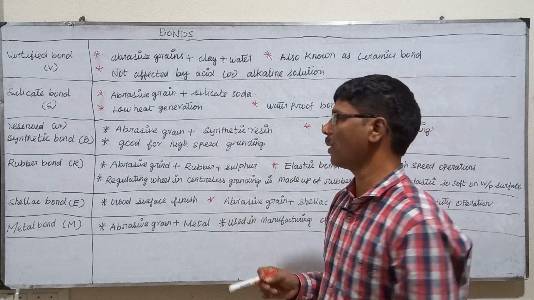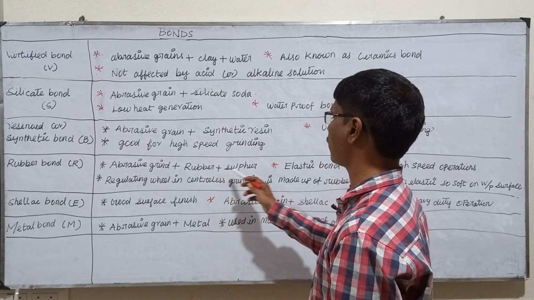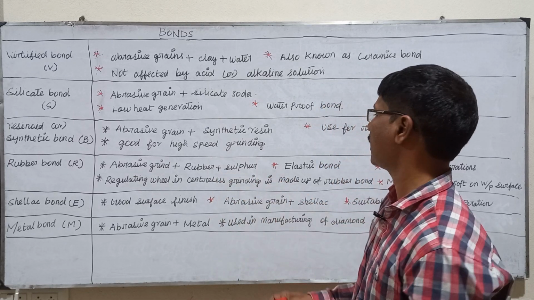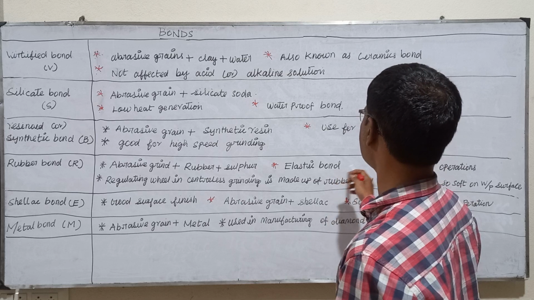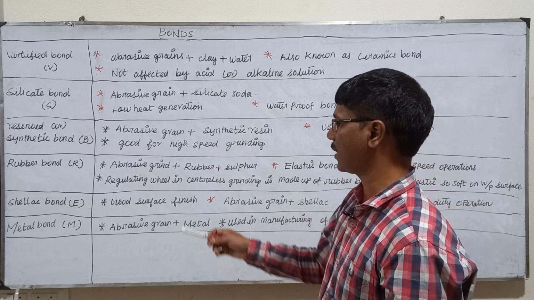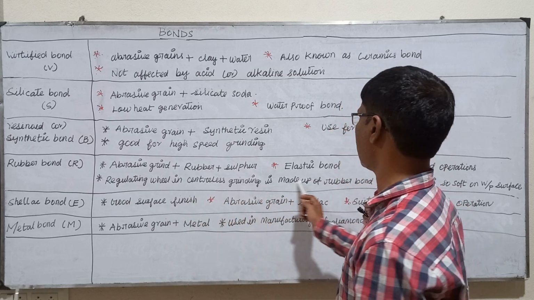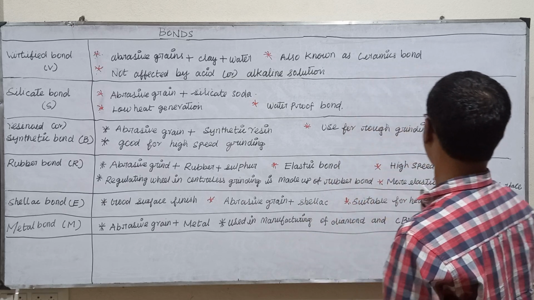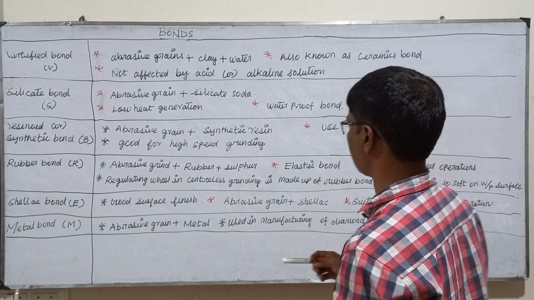The next one is rubber bond. Rubber bond is abrasive grain plus rubber plus sulfur. Here sulfur is added. It is also called elastic bond. It is useful for high speed operation. The regulating wheel in centerless grinding is made of rubber bond and is more elastic, so it is soft on the workpiece surface.